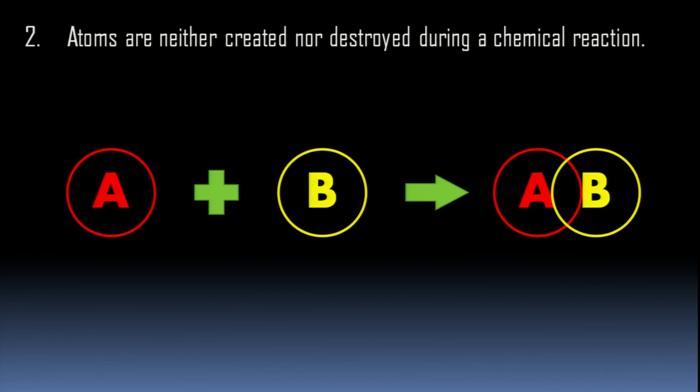Atoms are neither created nor destroyed during a chemical reaction. Suppose we see a chemical reaction: element A reacts with element B, then they form a compound AB. Here you see element A as a whole is present, and element B is present, in reactants and in products. All the atoms of element A and element B are there in the compound AB.